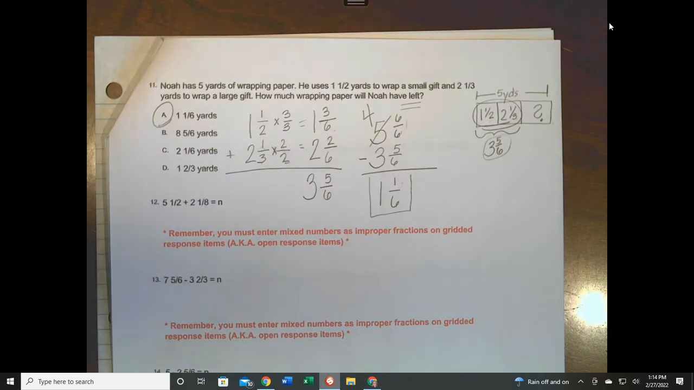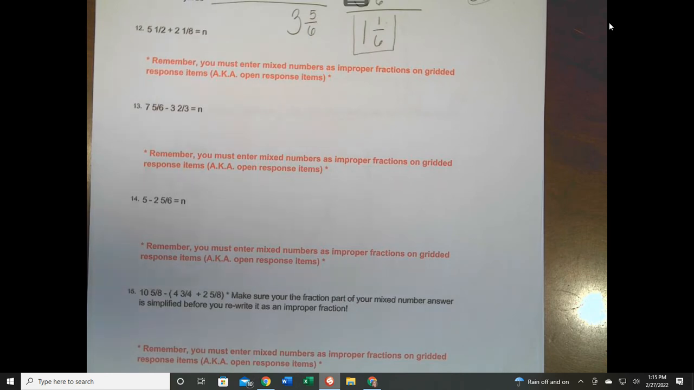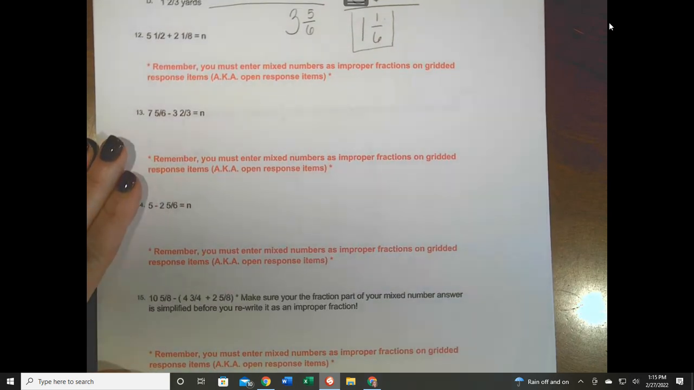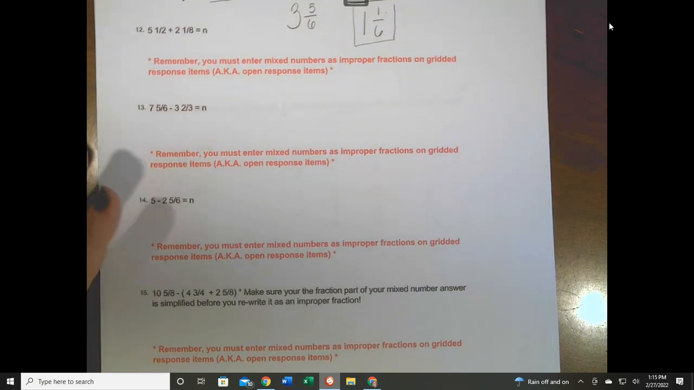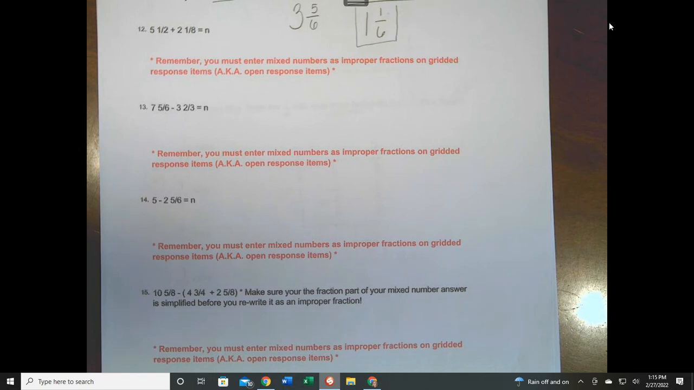All right, so numbers 12 to 15 were open response, and I created these to look very much like they're going to look in any kind of a check-in or end of grade test, because when you enter open response questions, it goes against everything we know. We need to write mixed numbers as improper fractions so that computers can read them correctly. So that's what I've asked you to do. That's what I have in red that was popping up large on your computer screen.